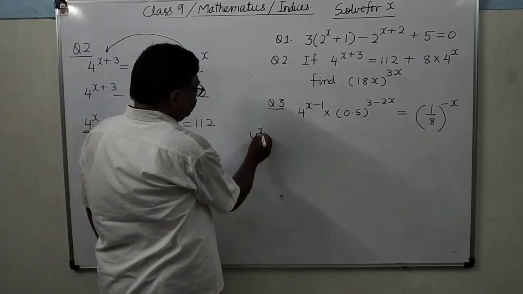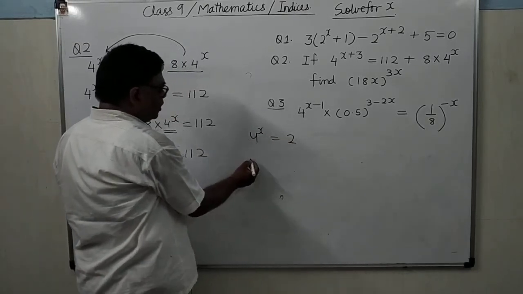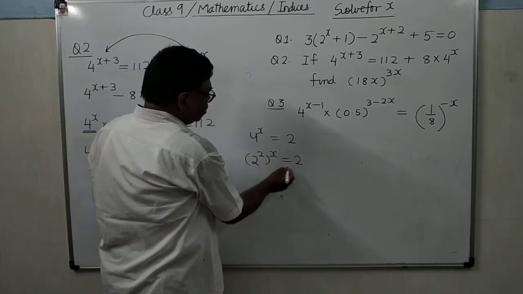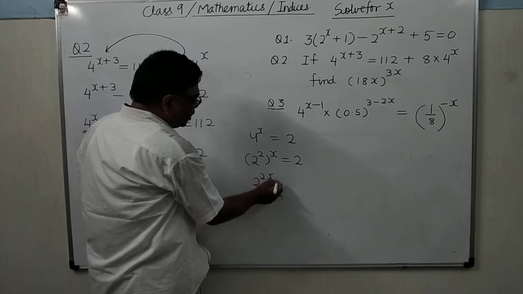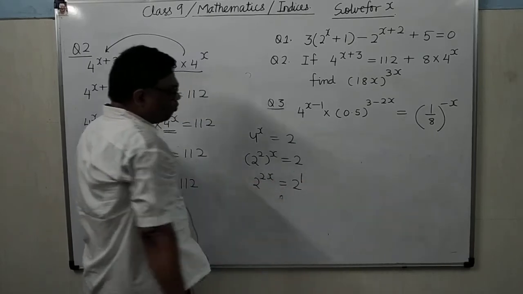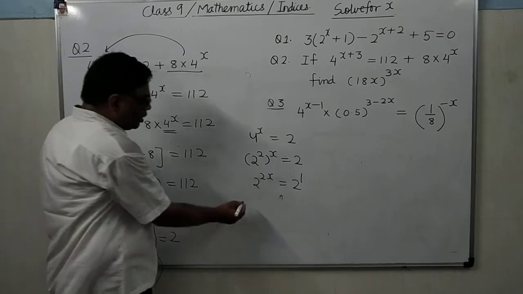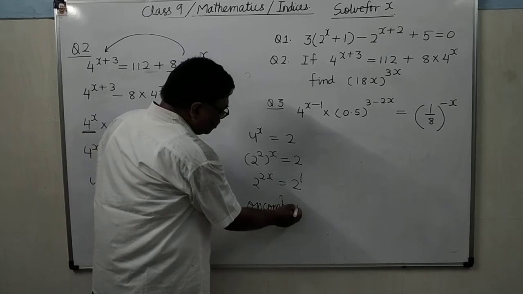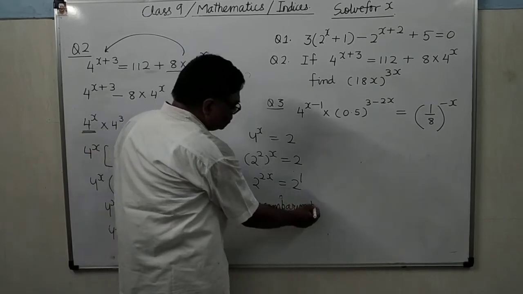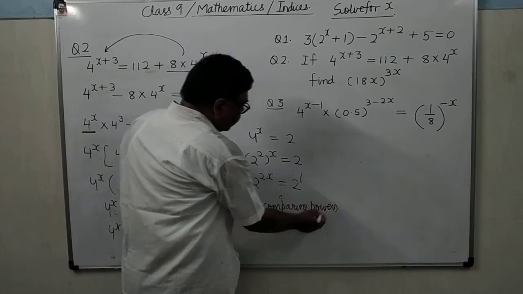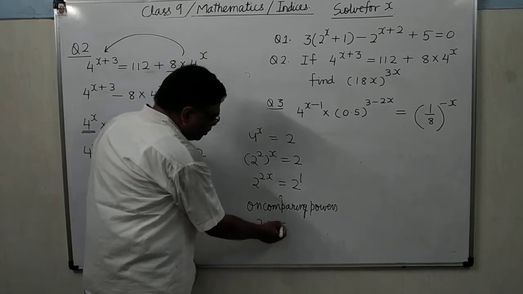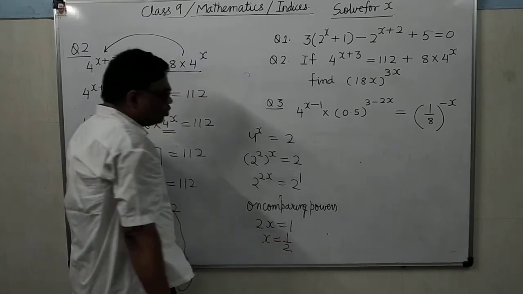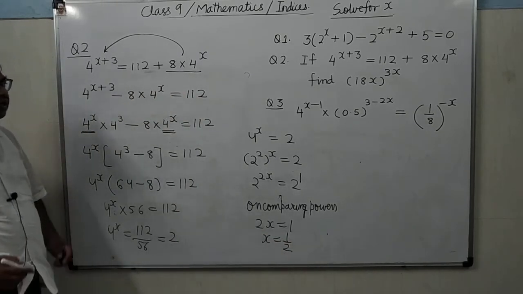So what will you do? You will write this in base 2. 4 to the power x equals 2, so 2 to the power 2x equals 2 to the power 1. On comparing powers, 2x will be equal to 1. So x will be equal to what? 1 upon 2. So this way you can do.